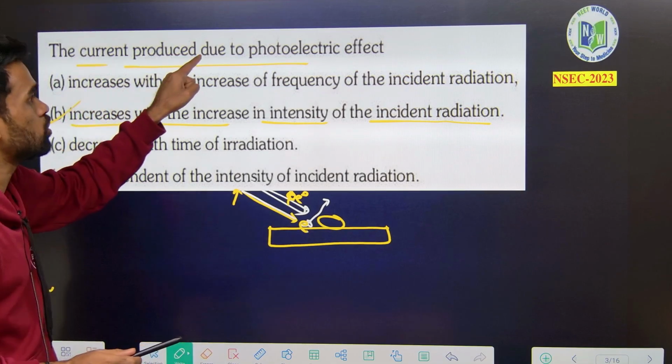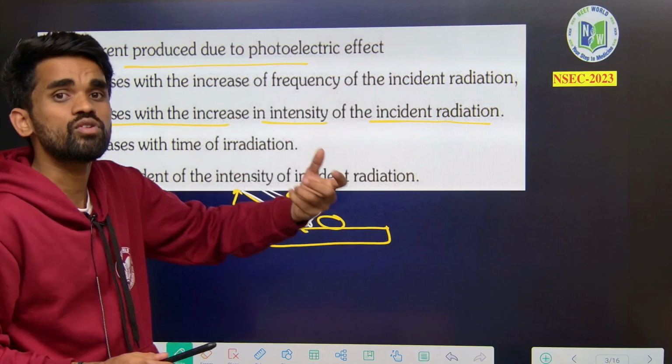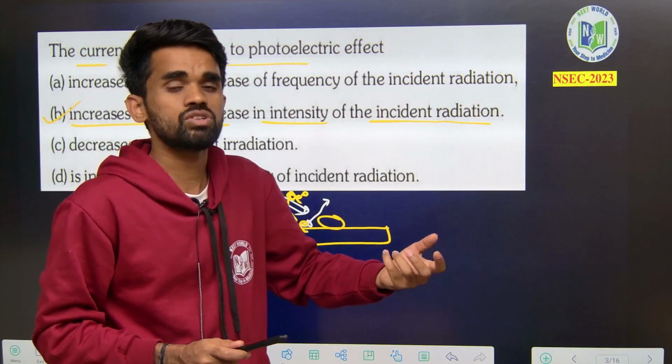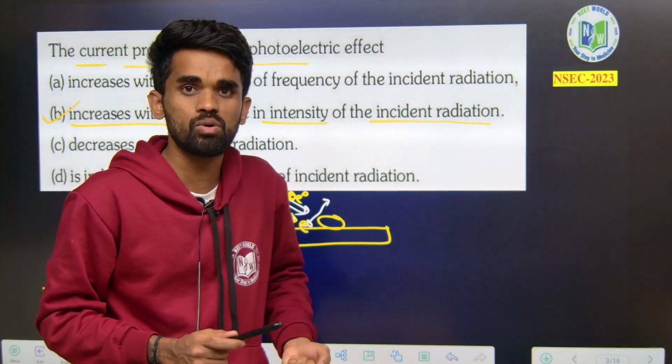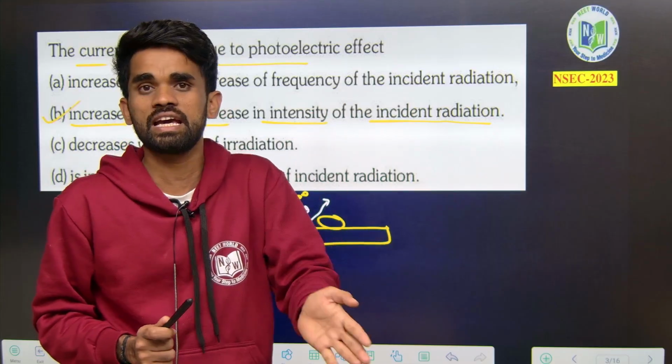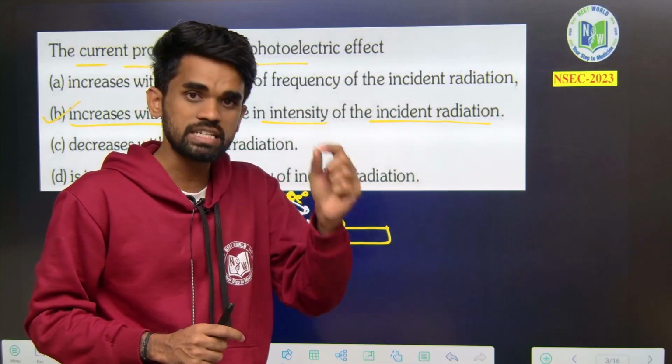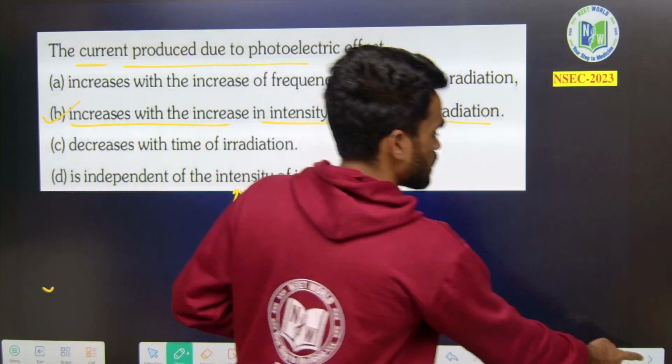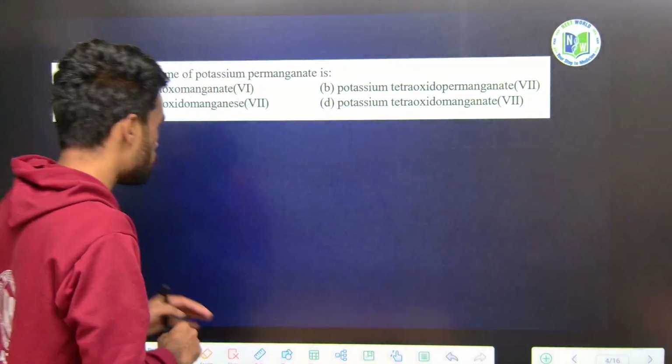So the current produced increases as the number of photoelectrons increases. The number of photoelectrons ejected will be more when you increase the intensity or the brightness of the incident light. That's it. Let us move forward with one more basic question.